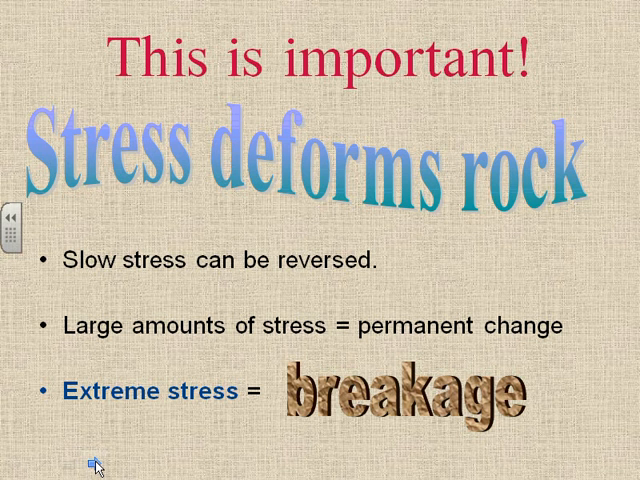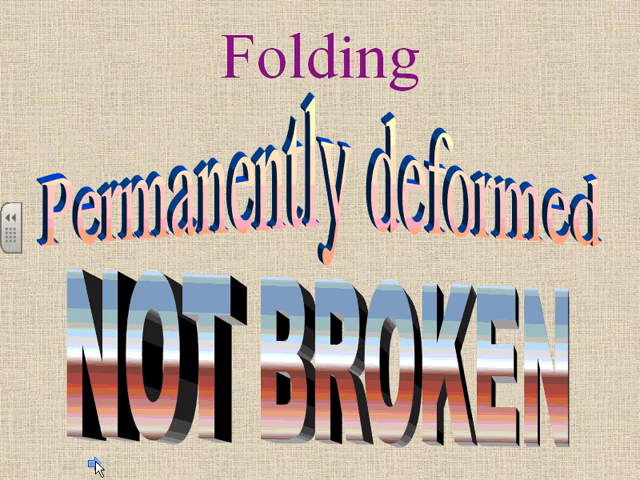So we end up with 2 different things when we put rocks under stress. The first thing is the folding, and this is where they're put under the slow stress, and it does change the way that the rocks look. So these ones aren't going to bounce back when the stress is removed. However, they're not going to break. They're going to be folded, or bends in the rock. And I'll show you pictures of them in just a minute.